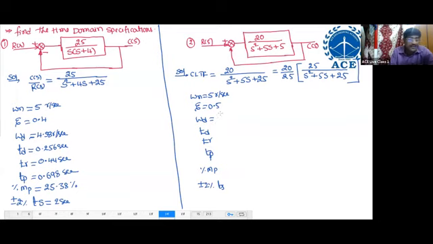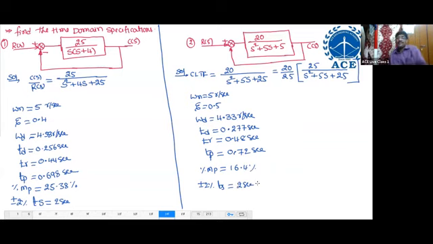I think omega d is 4.33 radians per second. TD is 0.277 seconds. TR is 0.48 seconds. TP is 0.72 seconds. MP is 16.4%. Settling time is 2 seconds. So you check these answers.